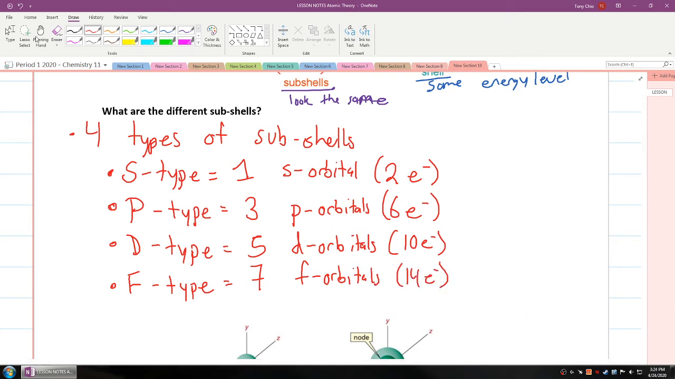Okay, so bear with me for a second. We have s orbitals, p orbitals, d orbitals, and f orbitals. Each one is a subshell. That means s orbitals will look different from p orbitals, which will look different from d orbitals, which will look different from f orbitals. And each of these orbitals contains electrons.